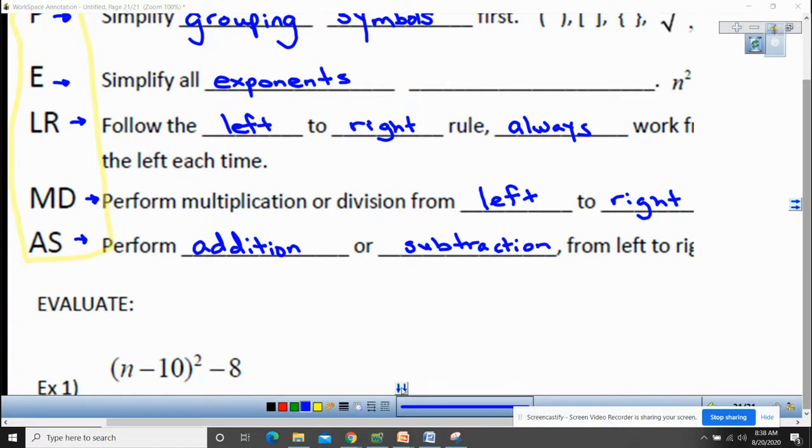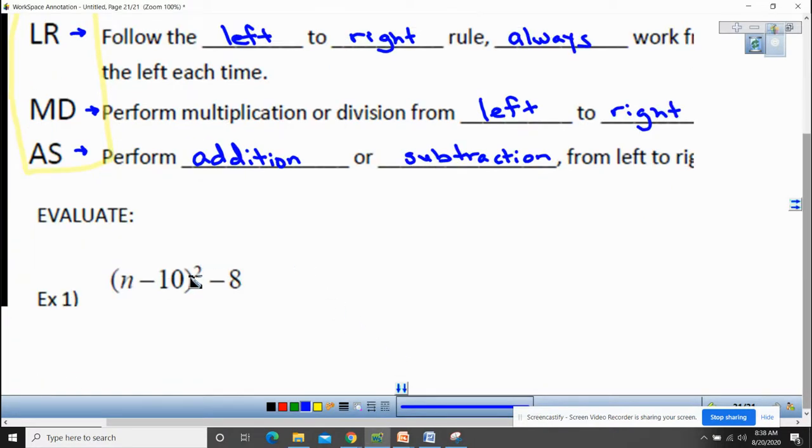So here we go. I have a bit of an example right here. If you don't have a notebook at home and you're working on paper, right now, I do expect you to write this down.